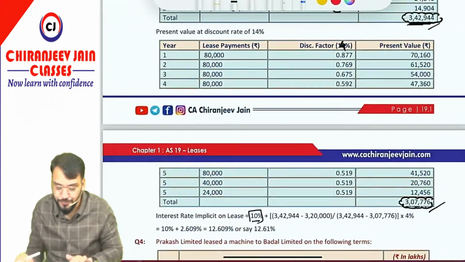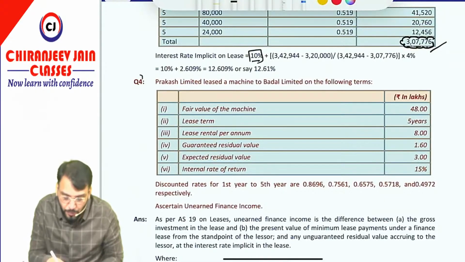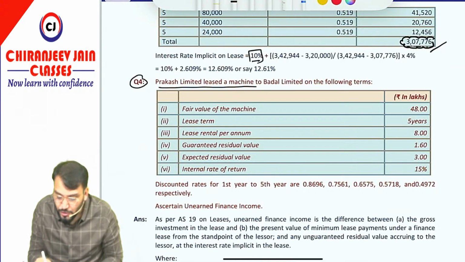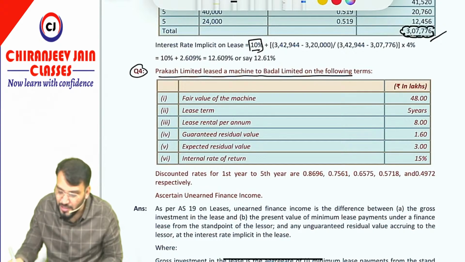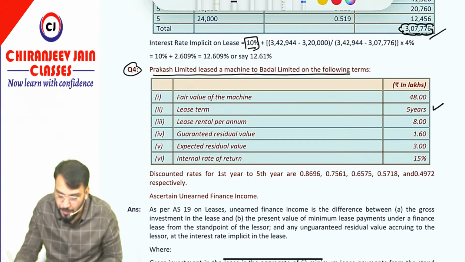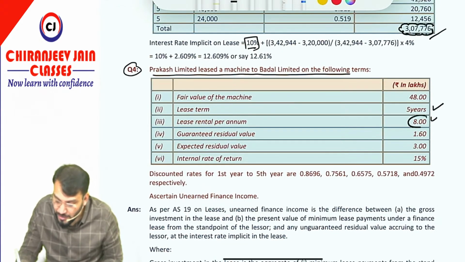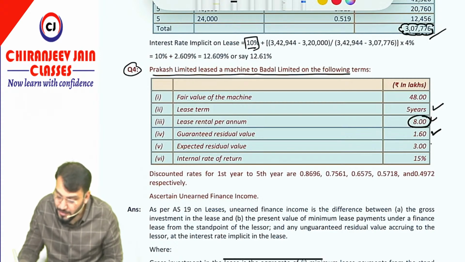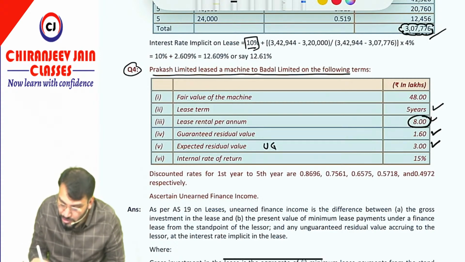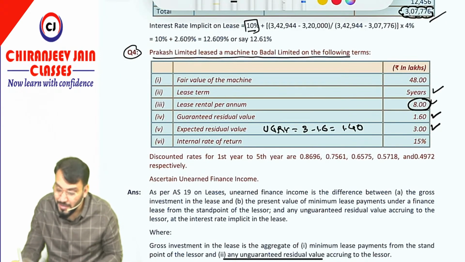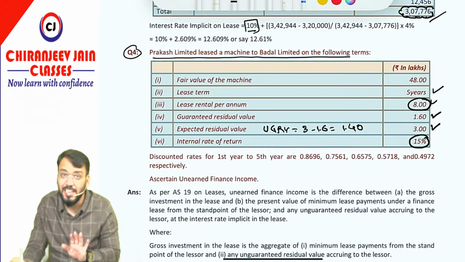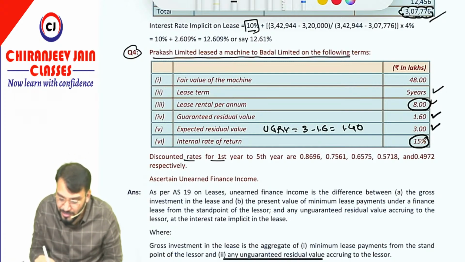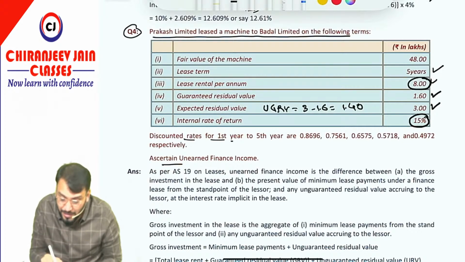Let me take some question. Come to question number 4. Prakash Limited leased the machine to Badal Limited on the following terms. You can see they have given fair value of machine, lease term, lease rental per annum. So lease rental per annum, GRB, ERB. So what is UGRB? UGRB will be equal to ERB minus GRB, that is 1.40. Internal rate of return is given, means interest rate implicit in the lease is given. They have given discount rate. They have asked to calculate unearned finance income.